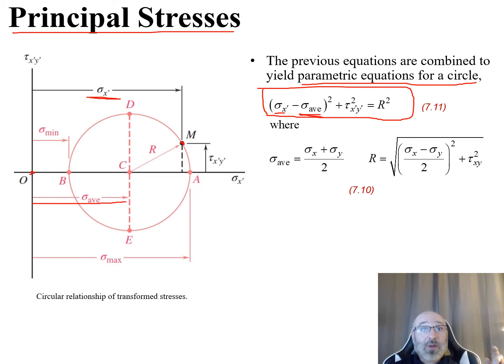So what we're left with is this distance along the bottom right here. So that's the distance that we're left with right there. So that squared plus now our tau x prime y prime squared. Well, our tau x prime y prime squared is this right here. So this distance right there, we can see that's our tau x prime y prime squared, going from there up to our point M right there.